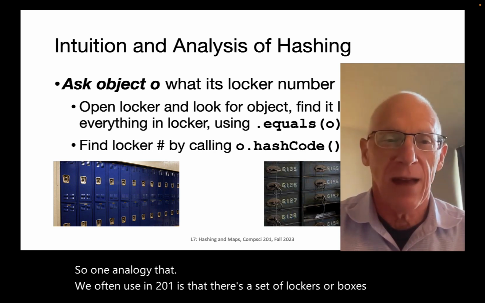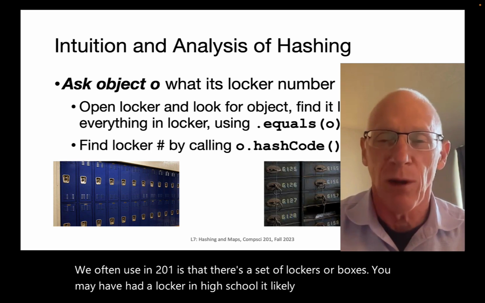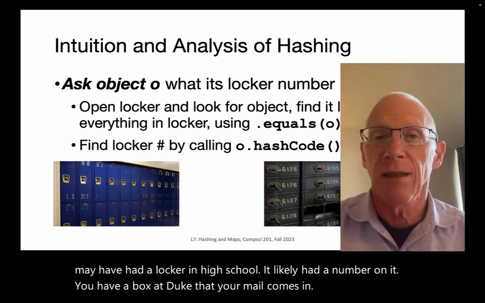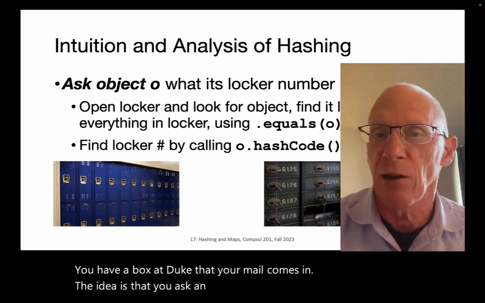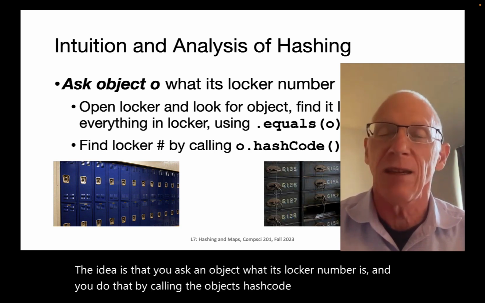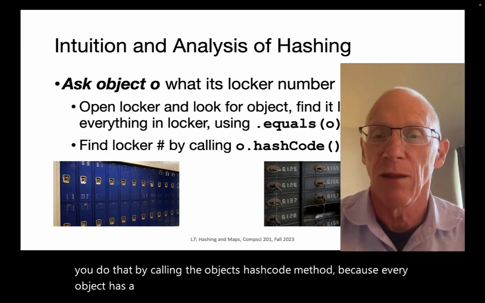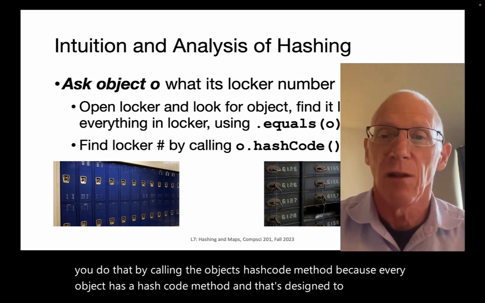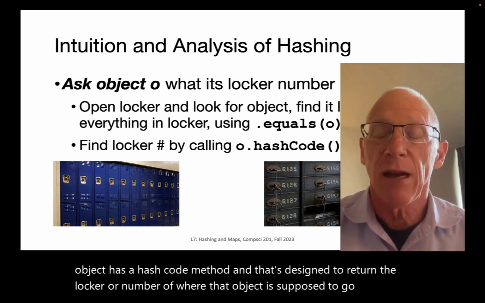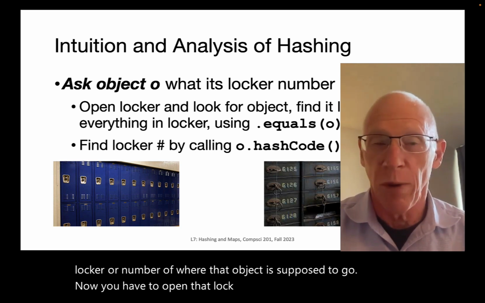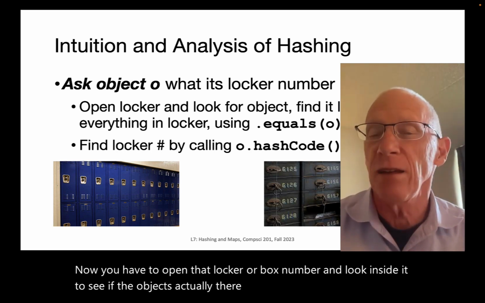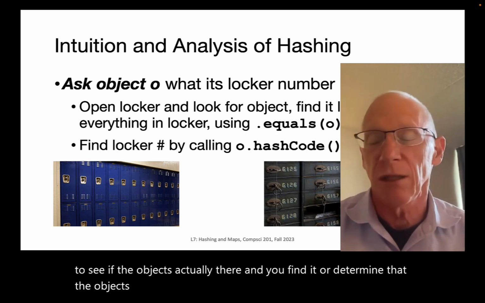So one analogy that we often use in 201 is that there's a set of lockers or boxes. You may have had a locker in high school. It likely had a number on it. You have a box at Duke that your mail comes in. The idea is that you ask an object what its locker number is, and you do that by calling the object's hashcode method, because every object has a hashcode method. And that's designed to return the locker number of where that object is supposed to go. Now you have to open that locker or box number and look inside it to see if the object's actually there. And you determine that the object's there using the .equals method.